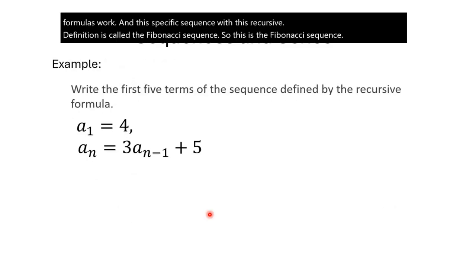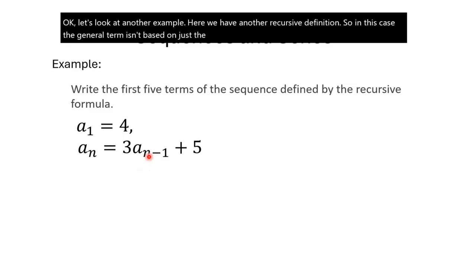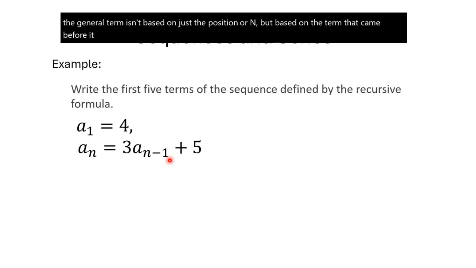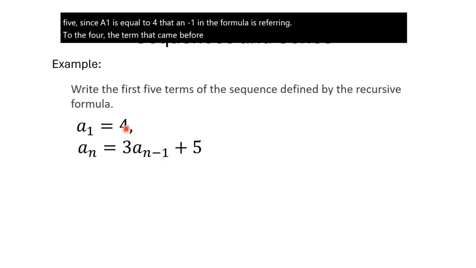Okay, let's look at another example here. Here we have another recursive definition. So in this case, the general term isn't based on just the position, or n, but based on the term that came before it, an minus 1. So this says that an is equal to 3 times an minus 1, the previous term, plus 5. Since a1 is equal to 4, that an minus 1 in the formula is referring to the 4, the term that came before it, when I'm trying to find a2.